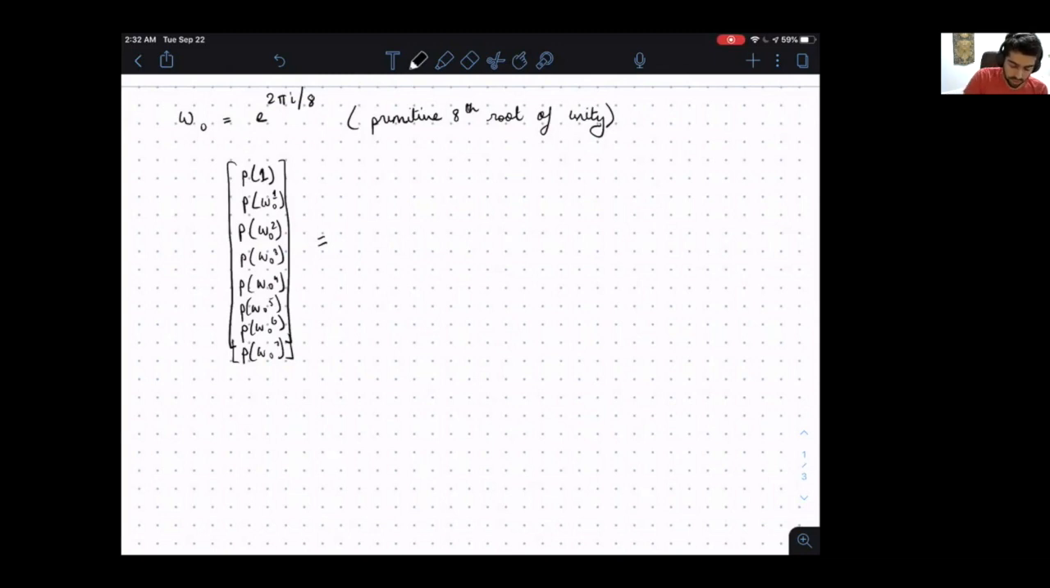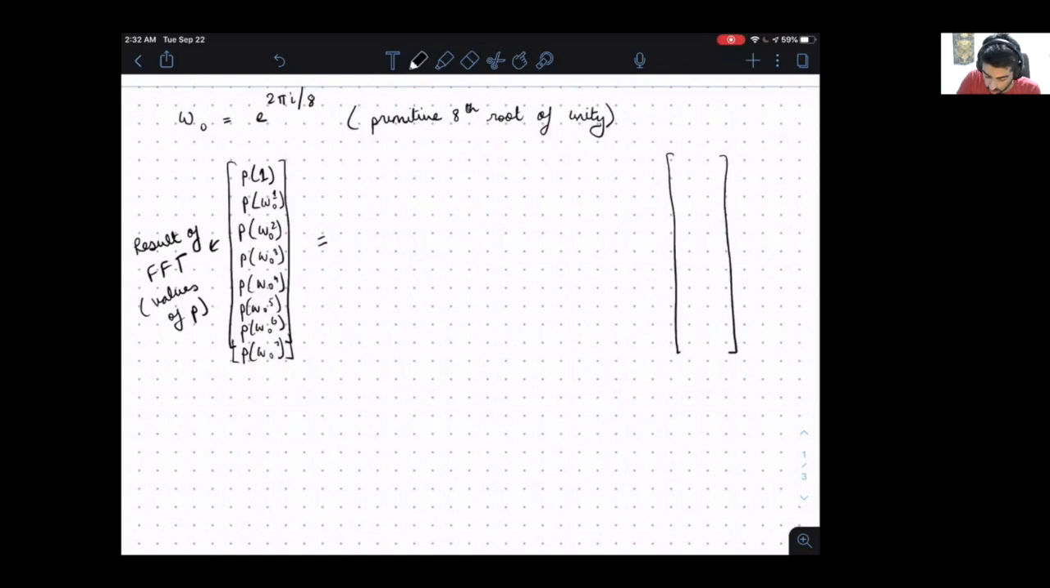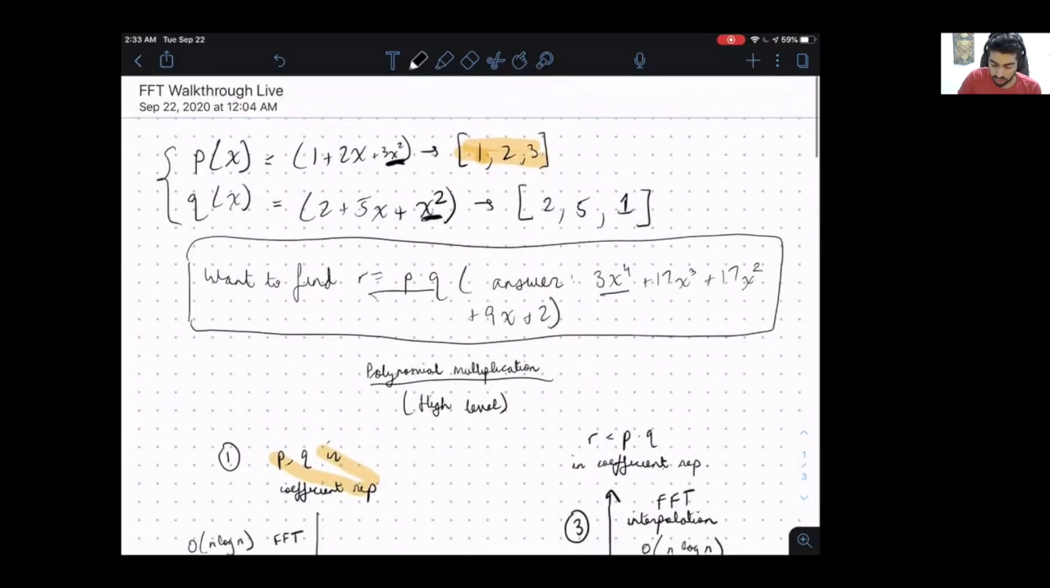So this vector over here is going to be the result of our FFT, which again is the values of p at the points that we've chosen. And I'm also going to write this other vector on the right over here, which is going to be 1, 2, 3, 0, 0, 0, 0, 0. And this vector over here is nothing more than the coefficient representation of p.